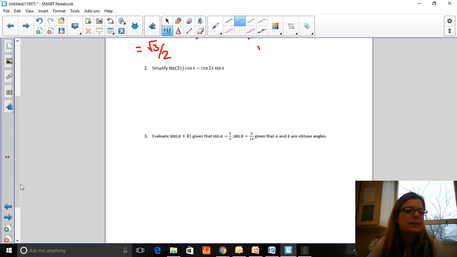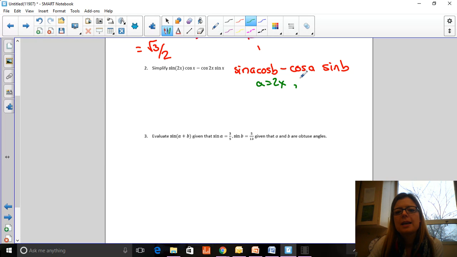Okay, here's a different one. Simplify sine 2x cos x minus cos 2x sin x. So this is really just saying we have sine A cos B minus cos A sin B, where in this case A is equal to 2x and B is equal to x. So again, what has this pattern? So if you go to your subtraction formulas, then it is sine of A minus B.